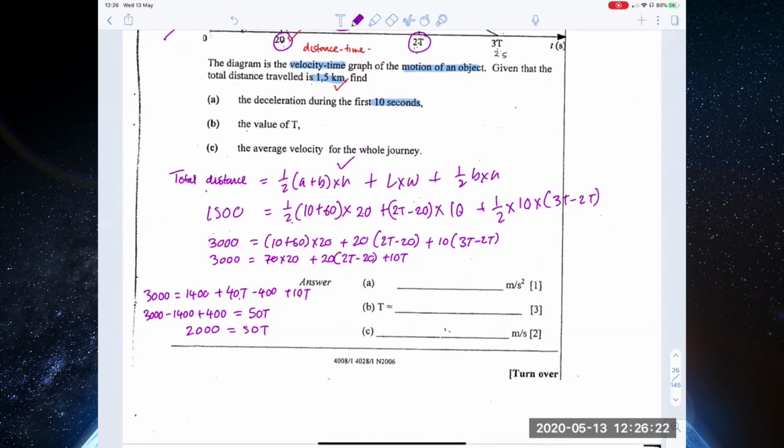So if I divide, I think they forgot to multiply here. So this cancels, so t is equal to 40.